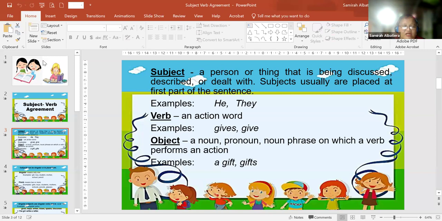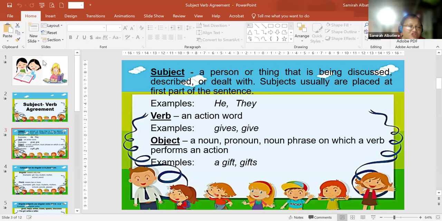And then from the sentence that was given by Nicole, what is our verb? Teaching. Is it teaching? It can be. What else? Aside from teaching. Teach. Miss Samirah likes teaching English.